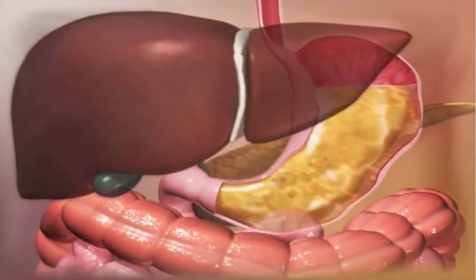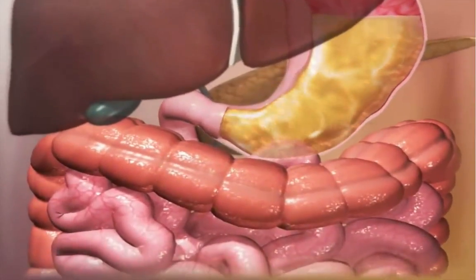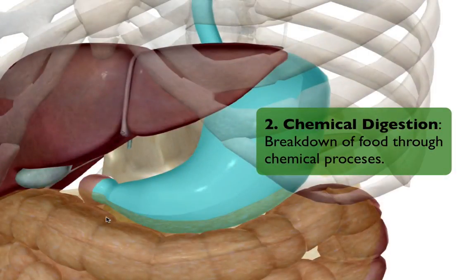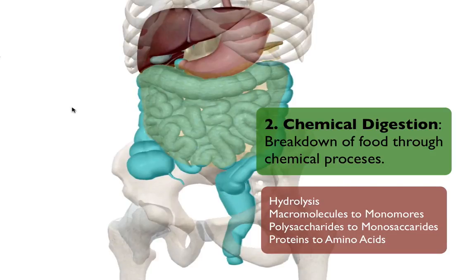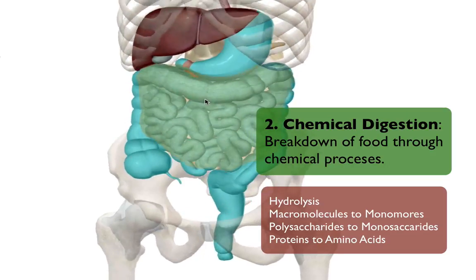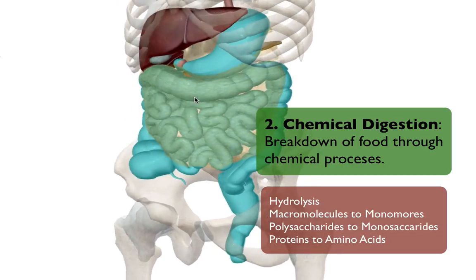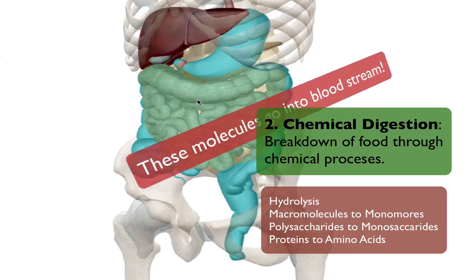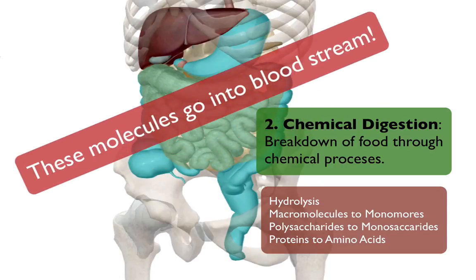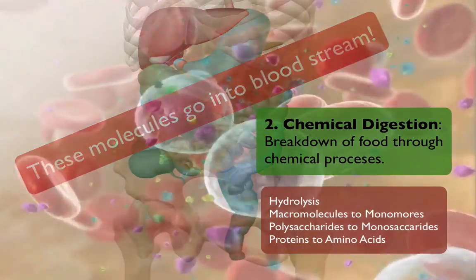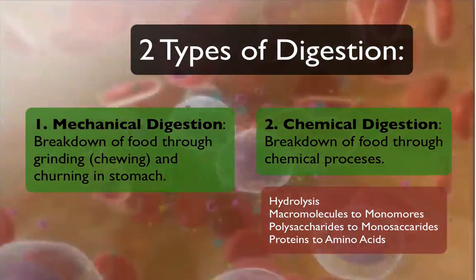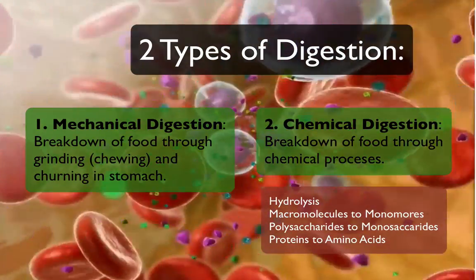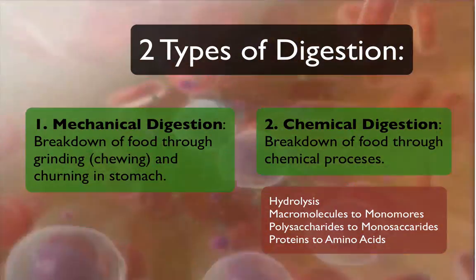which occurs through a series of chemical reactions, hydrolysis, where your food is broken down by the different juices that we'll discuss later from your stomach, and your large intestine and small intestine, where they turn macromolecules, larger molecules, and break them down into smaller monomers. You have polysaccharides, long chain sugars, that are broken down into monosaccharides, and then you also have proteins that are broken down into what we call amino acids.